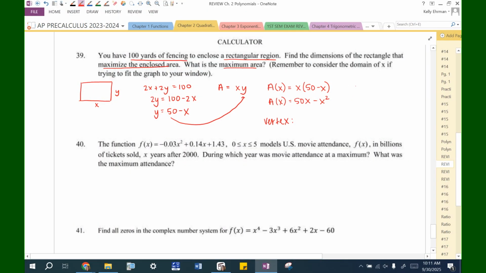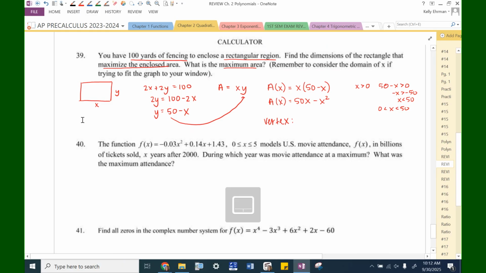So for this function, we need x to stay greater than 0, so we don't get a 0 area. We need 50 minus x to stay greater than 0, again, so we don't get a negative or a 0 area. That means that negative x needs to be greater than negative 50, x needs to be less than 50, so x needs to be between 0 and 50 to make all of this work so that we don't have a 0 area or a negative area. All right, so I'm going to show you DESMOS.